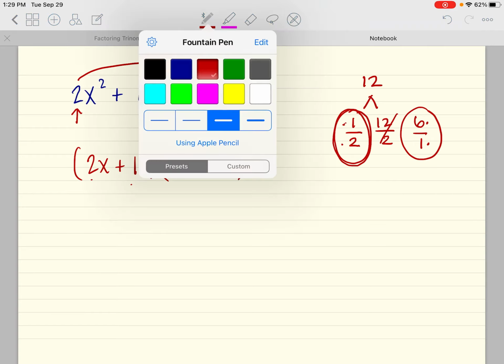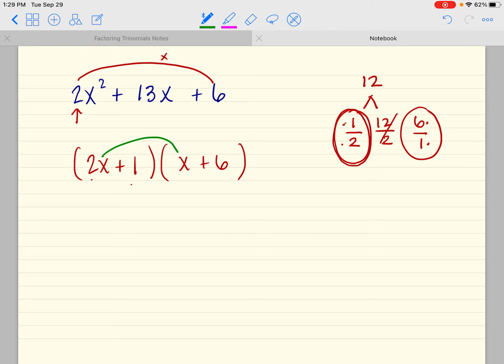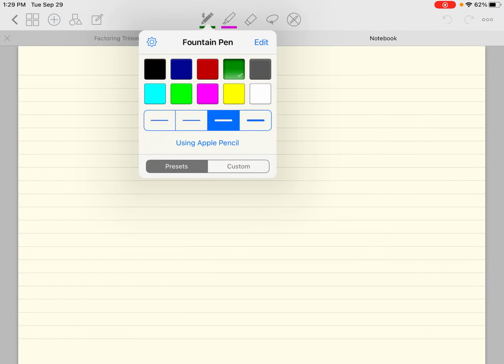And again, look at this. There's my 2x squared in the beginning. There's 12 x's there and another x there to make the 13 in the middle, and then 1 times 6 is 6. It works. Okay, let me just show you another one, and then we'll go back to the note sheet.